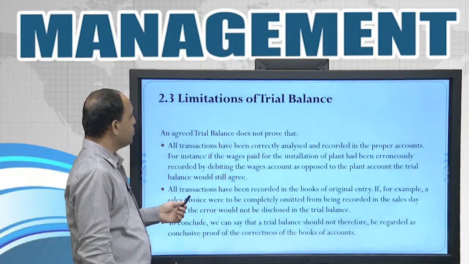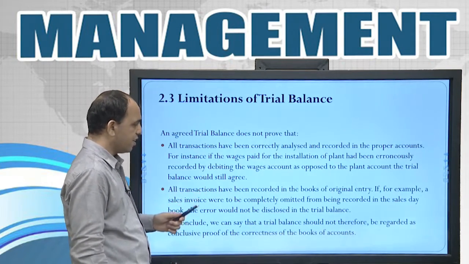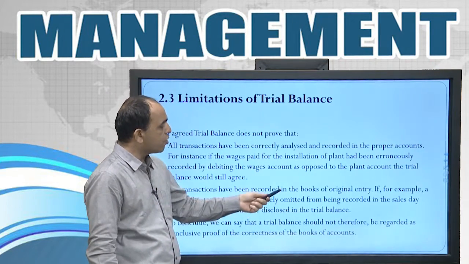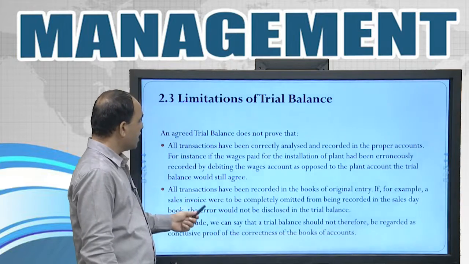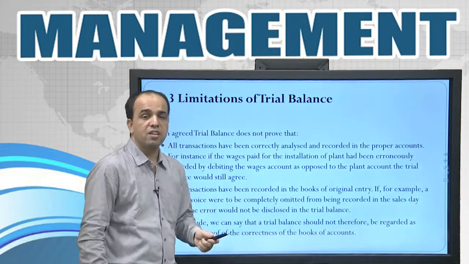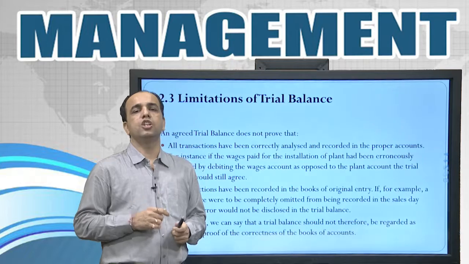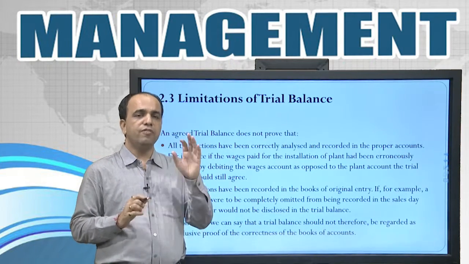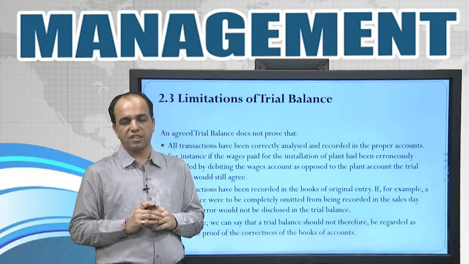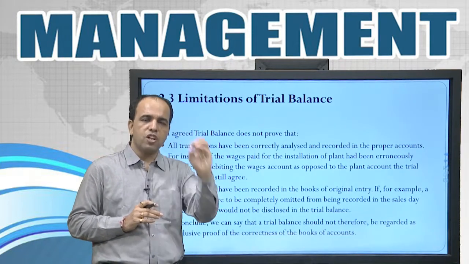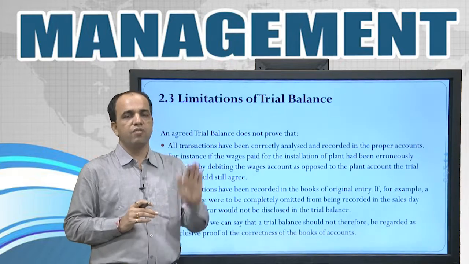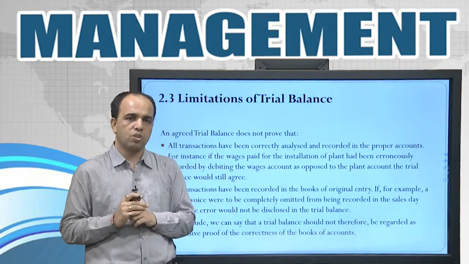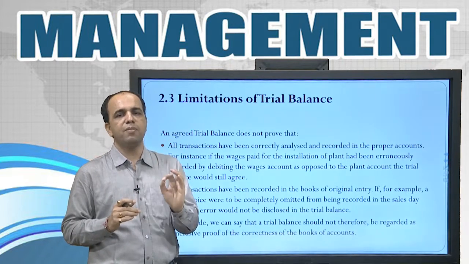All transactions have been recorded in the books of original entry. If, for example, a sales invoice were to be completely omitted from being recorded in the sales day book, the error would not be disclosed in the trial balance. Friends, in error of omission, you were taught that there are two types. If we have completely omitted the transaction, like the first type, if we have not recorded the transaction at all, neither in a journal entry nor posted in any respective account, in this case your trial balance will agree.